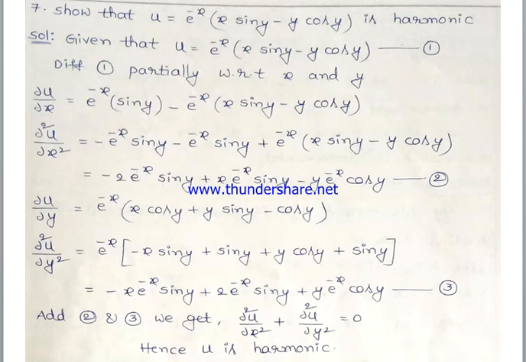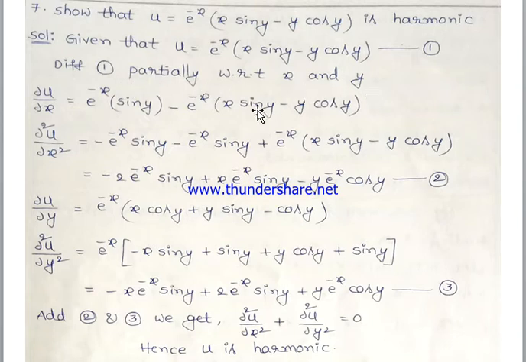So the next problem is: show that u = e^(−x) (x sin y − y cos y) is harmonic. Here the given function is in terms of x and y. If you find the partial derivative with respect to x, at that time y is constant. If you find the partial derivative with respect to y, at that time x is constant. Carefully you can find here. So first you have to write the given function u, and differentiate equation 1 partially with respect to x and y.